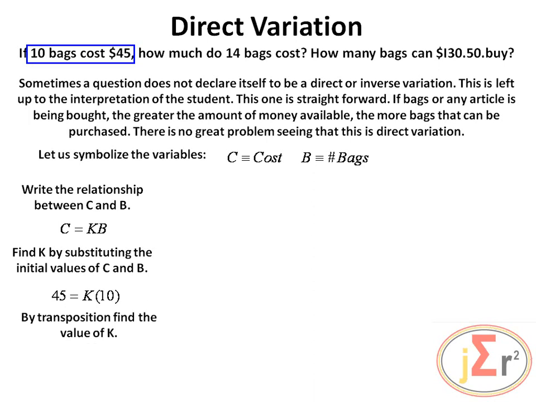So by transposition, find the value of k. Of course, 10 is going to be transposed to the other side. We're going to be dividing. So 45 divided by 10, that is k. So k is equal to 4.5.